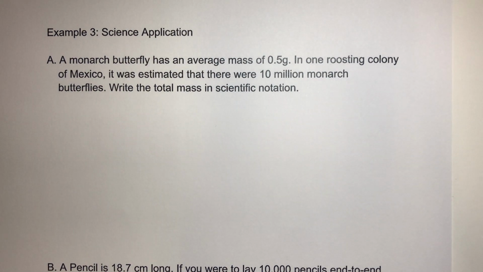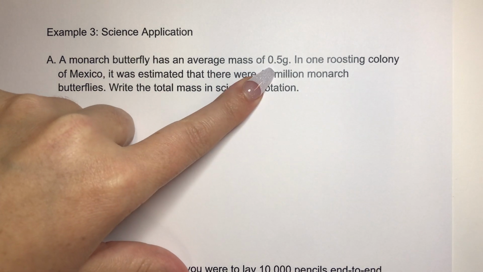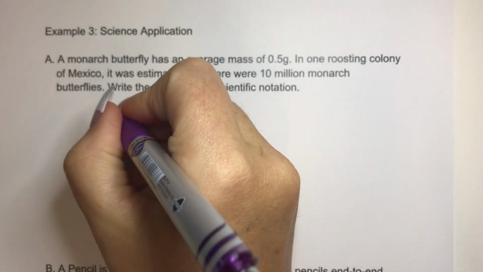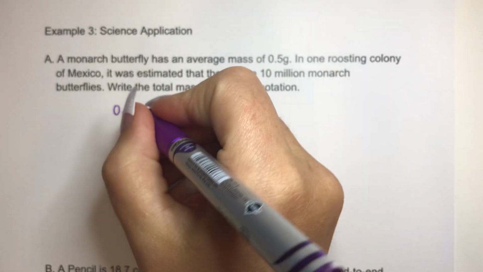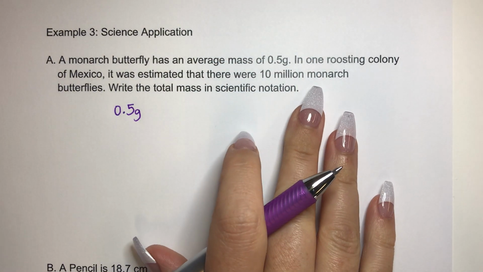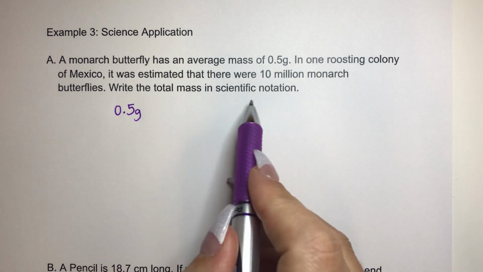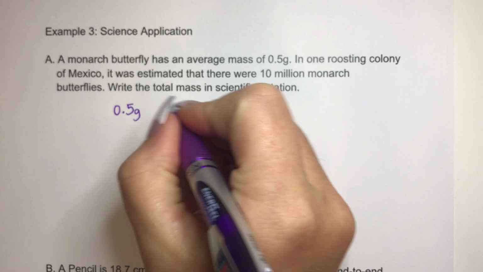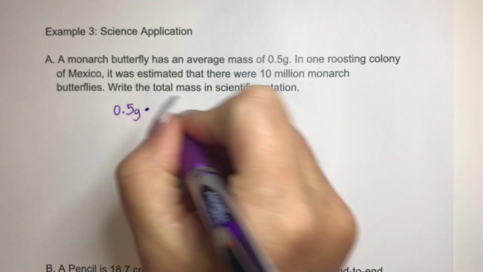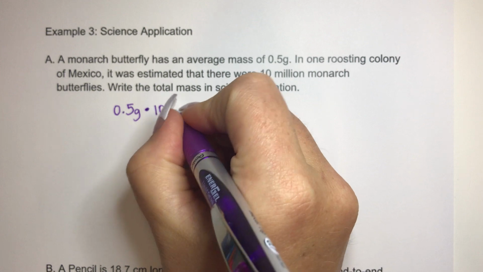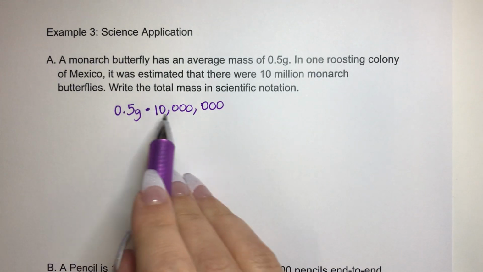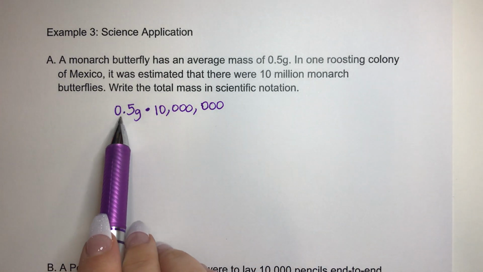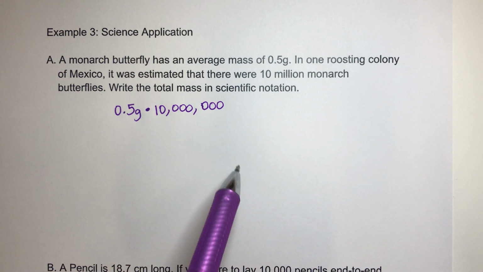All right, so what do we know? We know the mass of a single butterfly, which is 0.5 grams. And then there's a total of 10 million monarch butterflies. So that means we're going to take this number and multiply it, I'll just use a dot, by 10 million. When we multiply this number by 10 million, we move this decimal over.